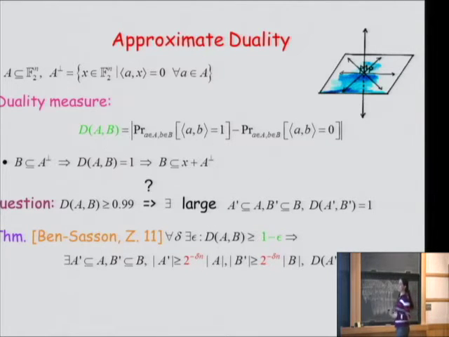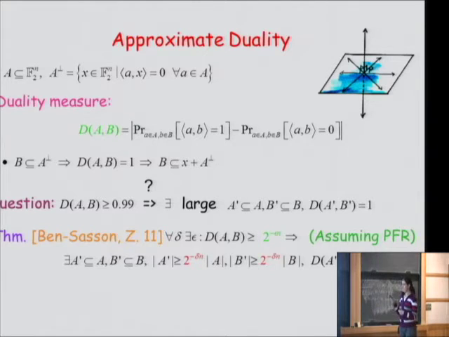So one thing: it is conjectured that the same thing is true also when the duality measure is very small, not 1 minus epsilon, but very small, and especially when it goes to 0 as n goes to infinity. And in this talk, think of n as being very large. And support for this conjecture is given by the following theorem.